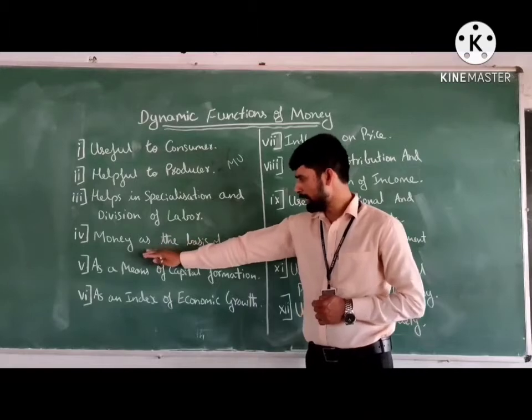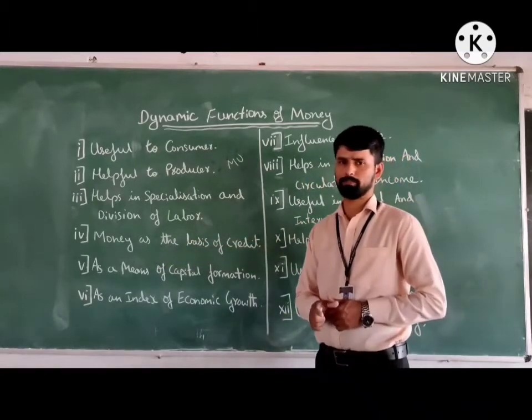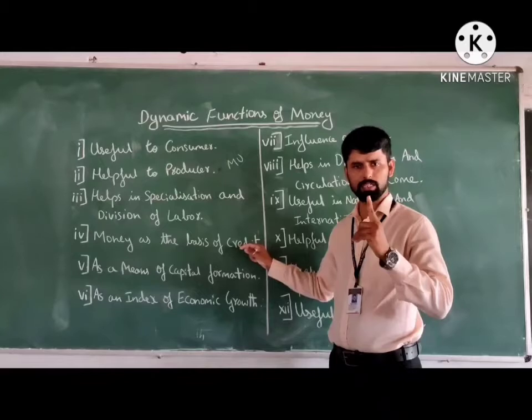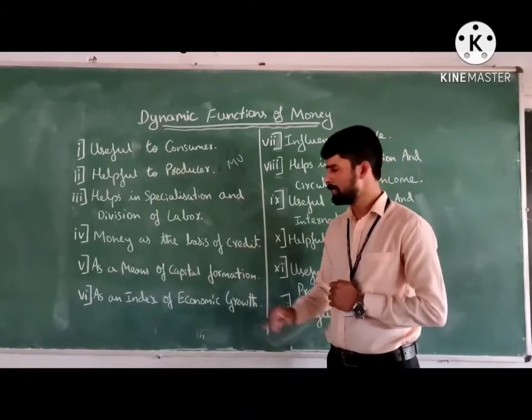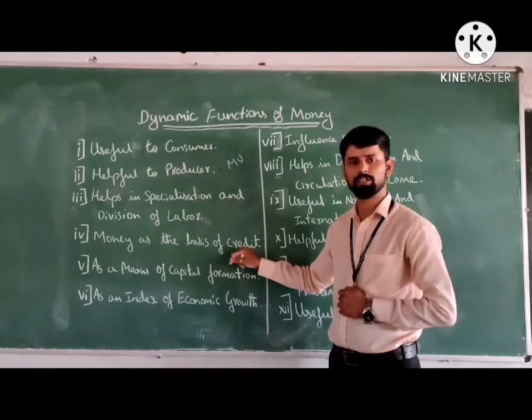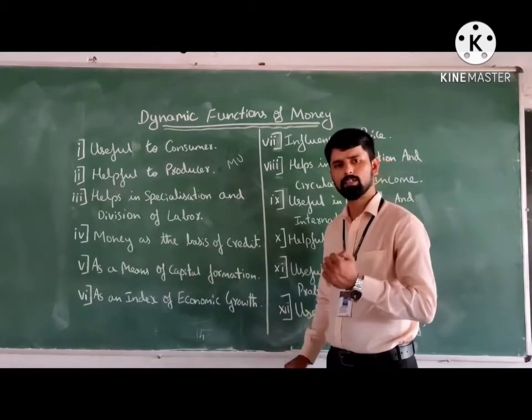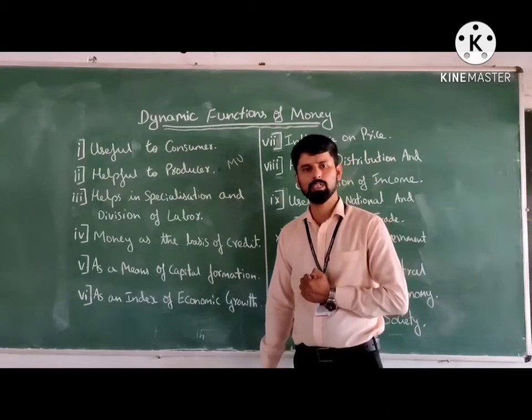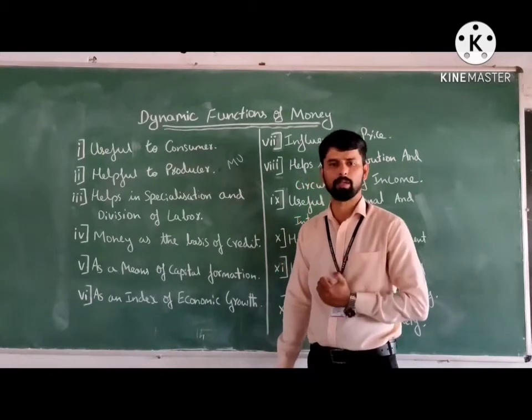Then the fourth one, money as the basis of credit. This we first discussed in the general functions of money. Basis of credit is the first contingent function, right? We know that money has store value. Money has store value and that is stable.